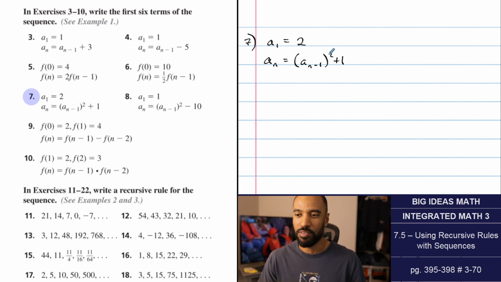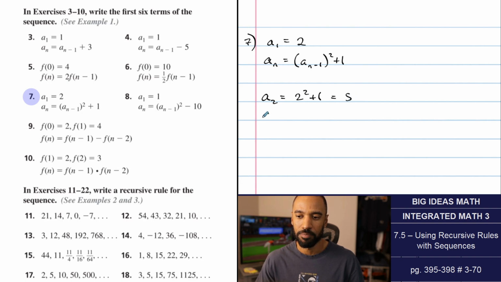So we're squaring the previous term plus 1. So, yeah, a sub 2 is 2 squared plus 1. 4 plus 1 is 5. A sub 3 is 5 squared plus 1.